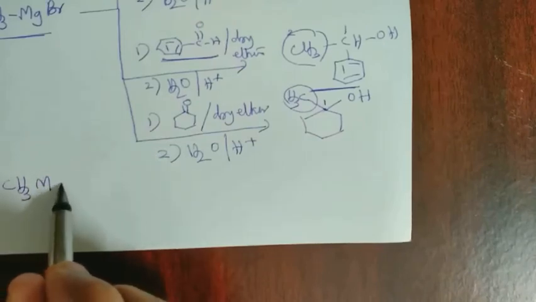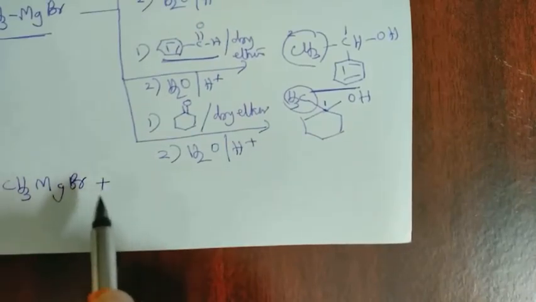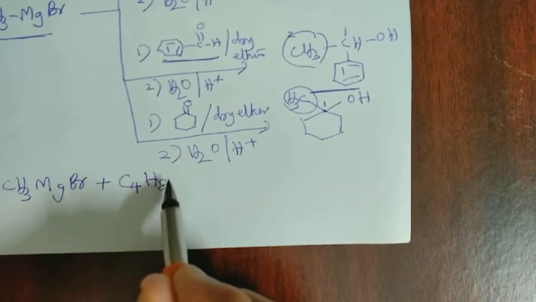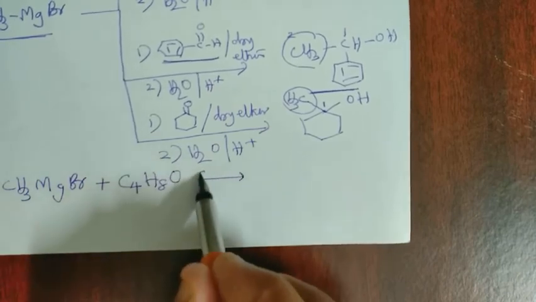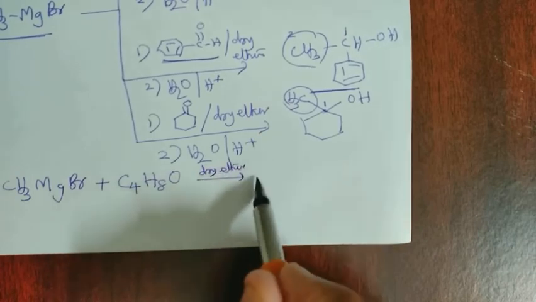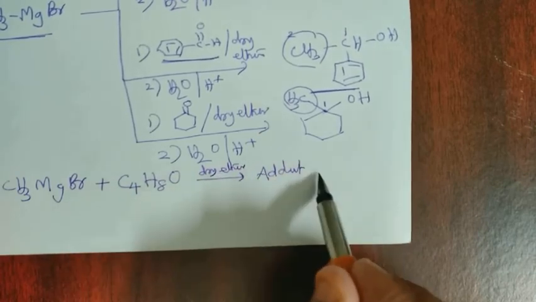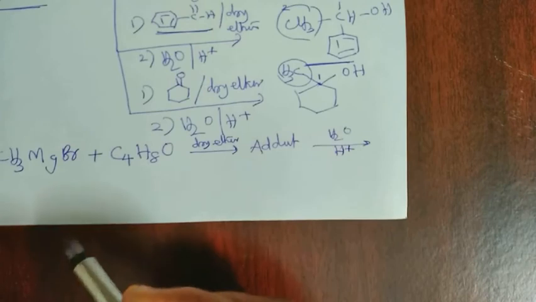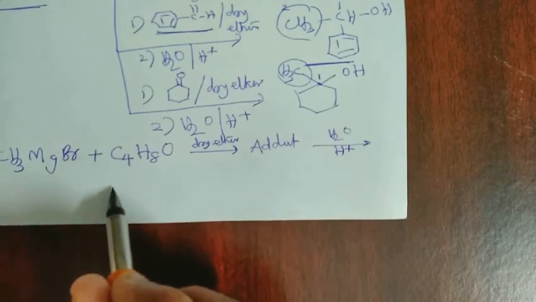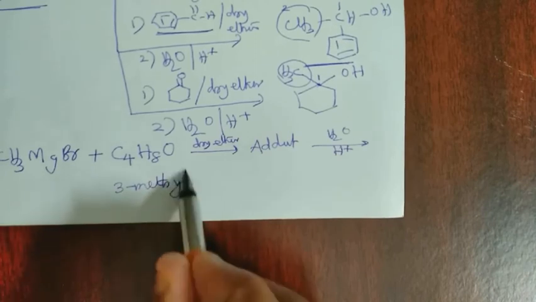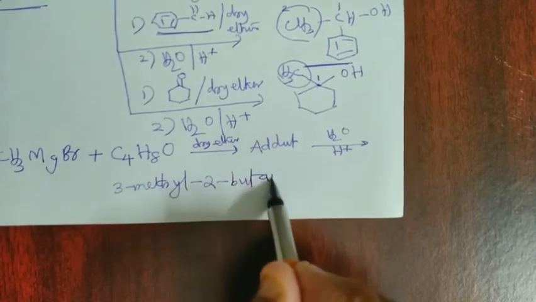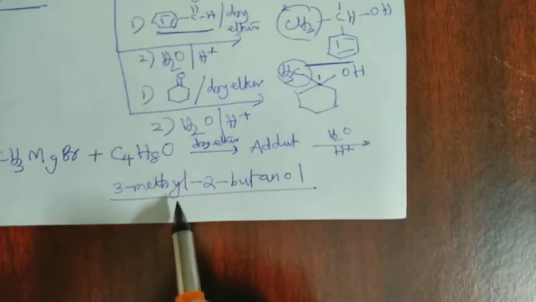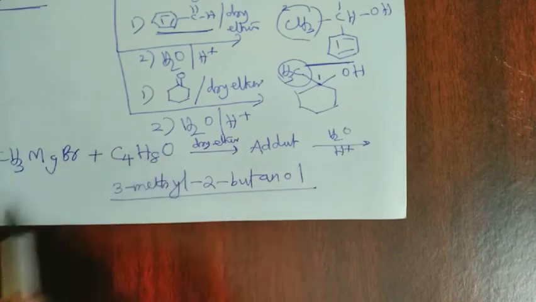As an example, methyl magnesium bromide reacts with a carbonyl compound having formula C4H8O in a dry ether medium, and the addition product when subjected to hydrolysis in acid medium gave 3-methyl-2-butanol as the product. From this data, we can predict the formula of C4H8O.